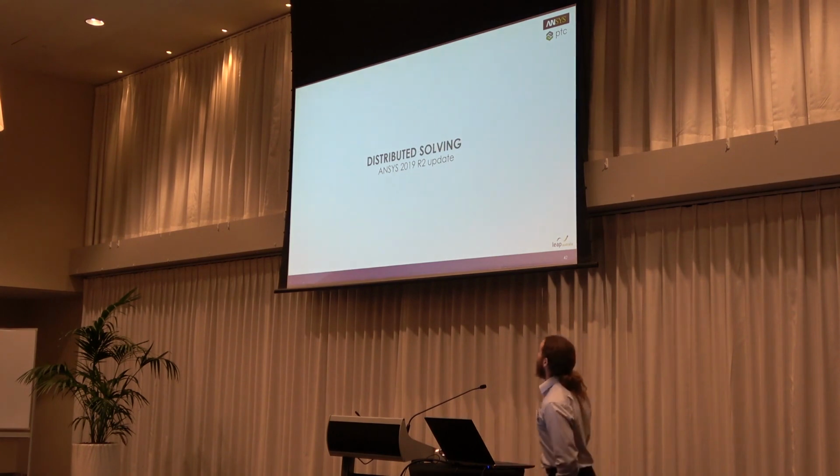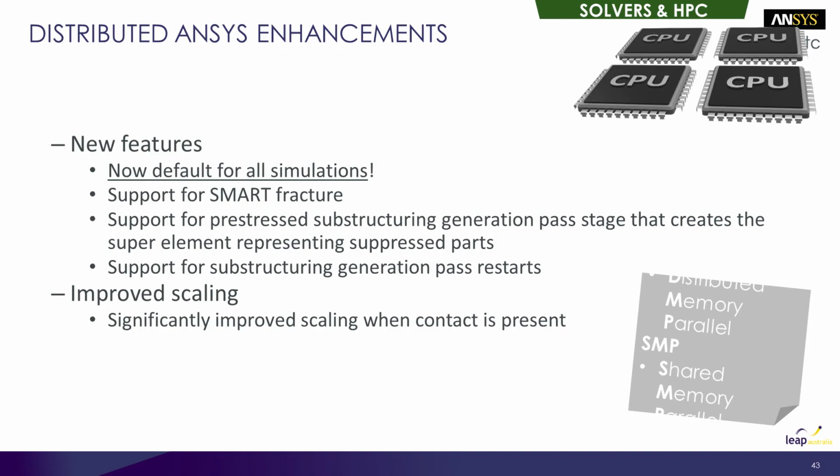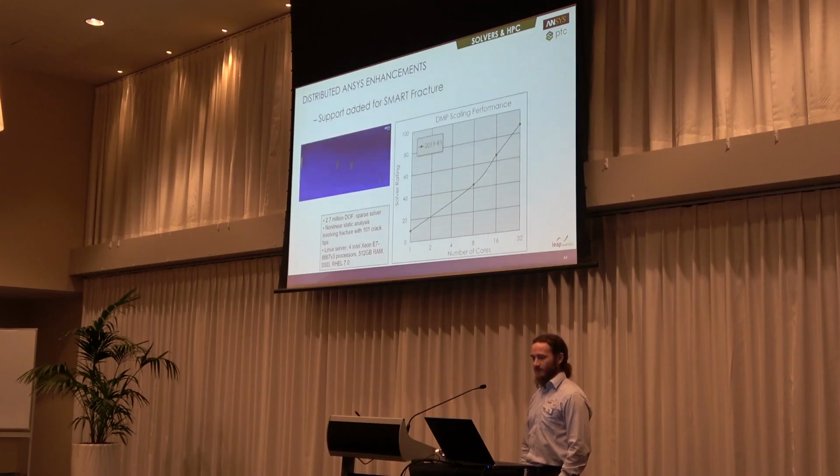Okay, distributed solving. So now everything is supported in distributed. Previously, there were some features that weren't supported in distributed, and we had to use the shared memory parallel method. Now everything across the board is supported, and it's the default. So when you hit solve without changing anything, it's going to use distributed. So that's good for solve times, because distributed is always a bit faster.